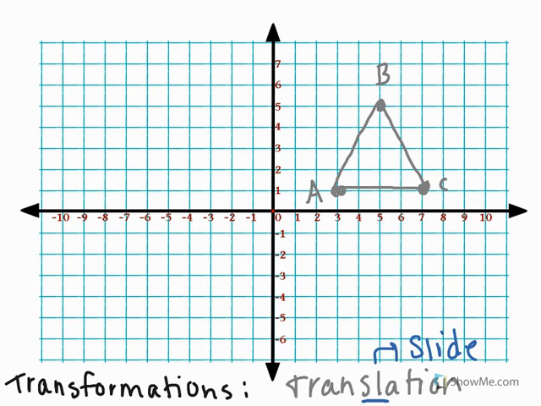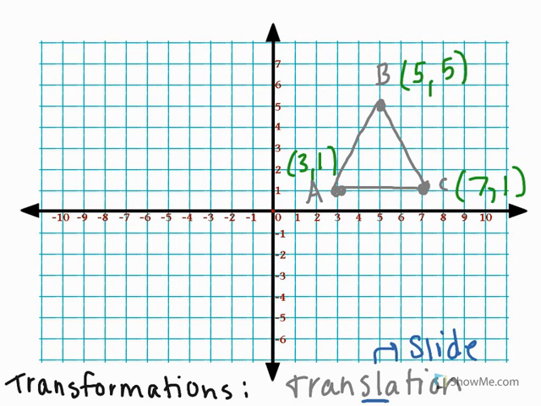So the first thing that we want to do is actually label the points, or the vertices, of this triangle. At A, we've got 3, 1, the x-coordinate's 3 and y is 1. For B, we've got 5, 5. And C, we have 7, 1.